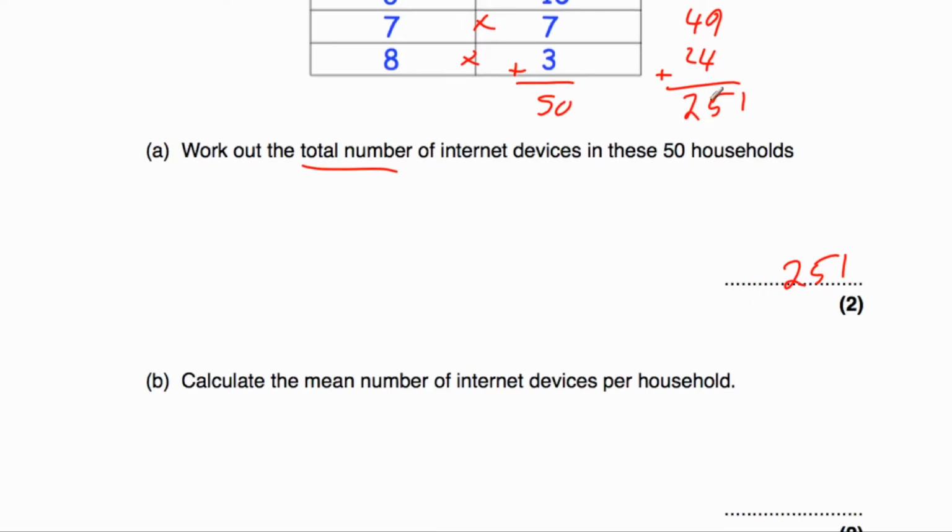So we need to divide the total by the total frequency. So we need to divide the total number of internet devices, 251, by the total frequency, or the total number of households, which was 50, and that will tell us the mean. So 251 divided by 50 is equal to 5.02. So the mean number of internet devices per household is 5.02, and that's it.